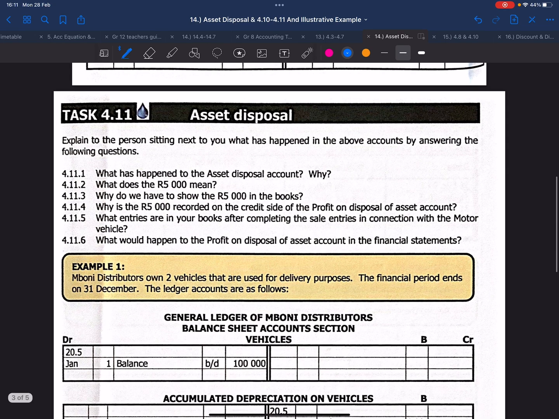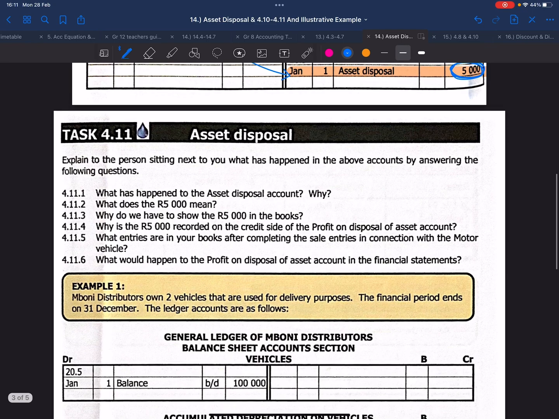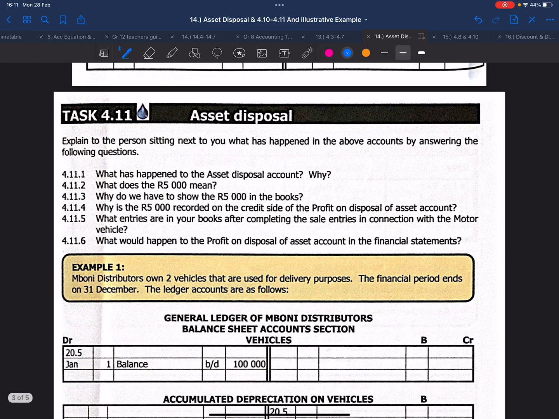Why is the 5,000 Rand recorded on the credit side of the profit on disposal? Because it is an income for our business. So we said that income increases on the credit side, so that's why it's on the credit side of that general ledger account.